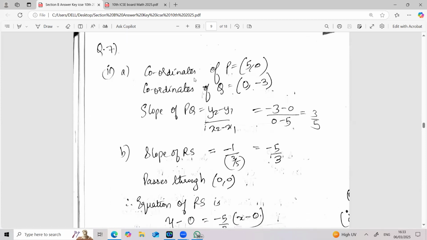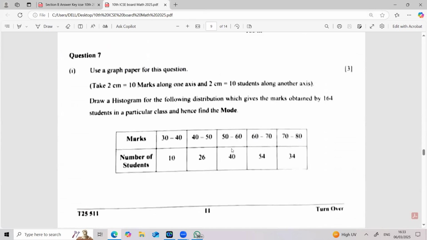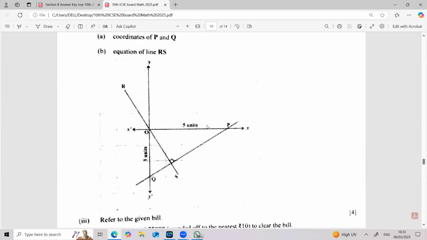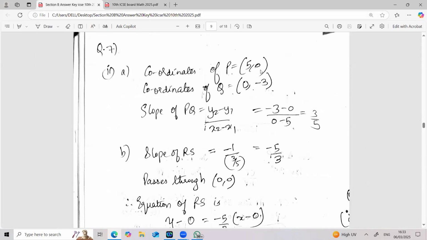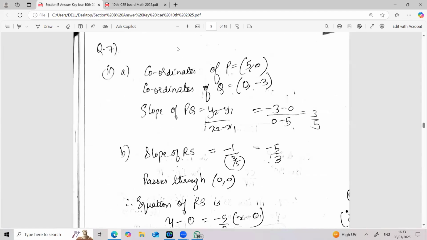Then this was a diagram-based question, the seventh one, if you can see. P is on the x-axis at 5 units, so coordinates of P are (5, 0). Q was on the y-axis, so coordinates of Q are (0, -3). Now find out the slope of PQ.